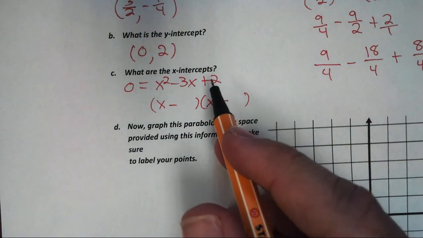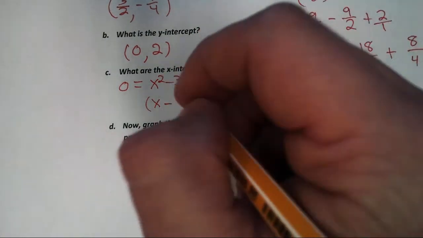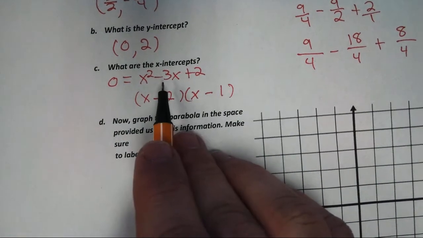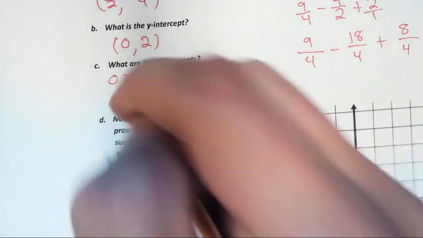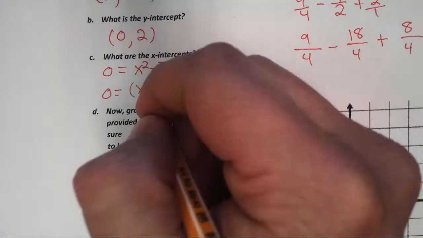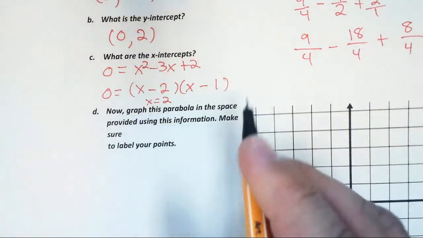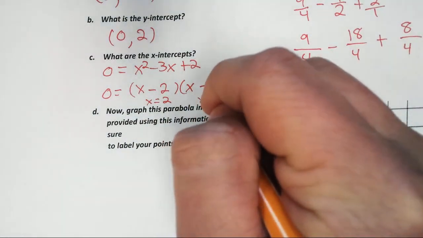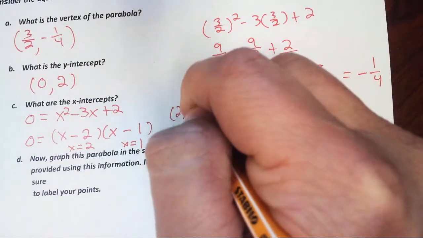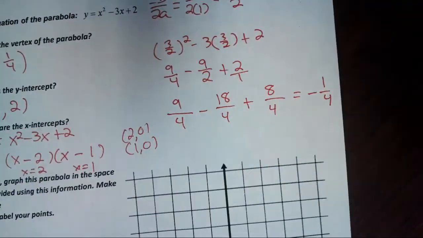Nice thing about 2 is there's only one combination to multiply to get 2. A 2 and a 1. And negative 2 and negative 1 added make your negative 3. Now those aren't your x-intercepts until you solve for them. So in order for this to be a 0, x would have to equal 2. For this to be a 0, x would have to equal 1. So we now have our x-intercepts of 2, 0 and 1, 0.